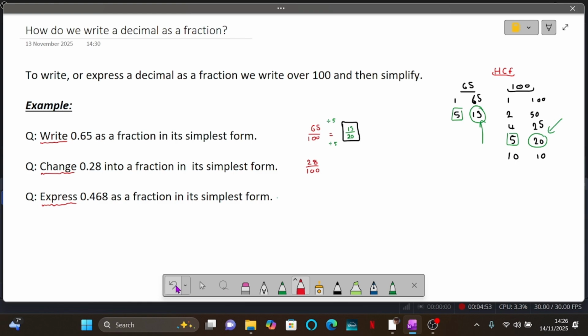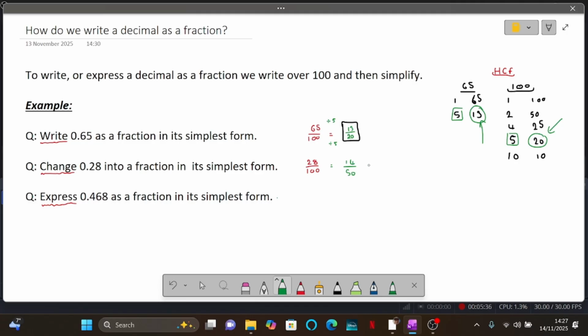So we have turned it into a fraction, but remember, we have to give our answer in its simplest form. So if you are not yet comfortable finding the highest common factor of the numerator, that's the top number, and the denominator, that's the bottom number, then don't panic. Because what we can do is take a slightly different approach to this. We can divide 28 and 100 by 2 because they're both even numbers. Okay, so 28 divided by 2 is 14. 100 divided by 2 is 50.